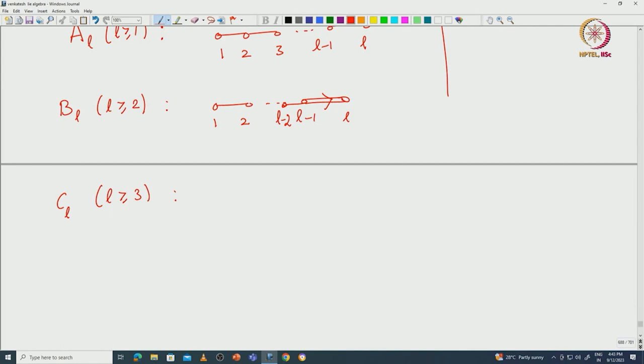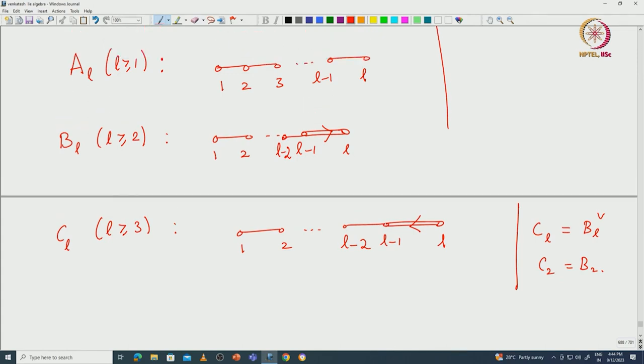So then it is exactly the dual of BL. You take 1, 2, etcetera, and then L minus 2, L minus 1. Now you put a double edge here, but now you change the arrow. You just point towards L. So, CL is exactly BL dual, and C2 is exactly B2. So there is no difference. But anyway, we do not identify them, so we are giving different labels to avoid the repetition. That is why we are choosing the labels very carefully.